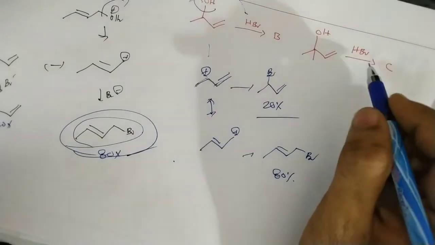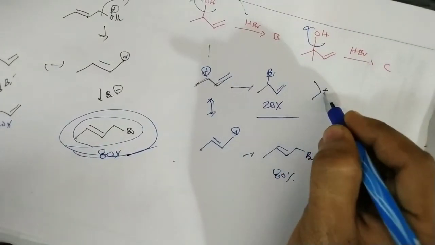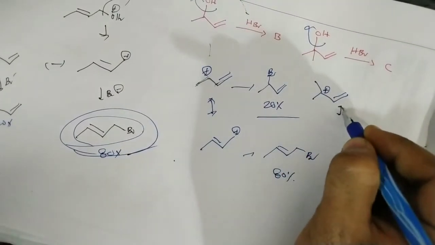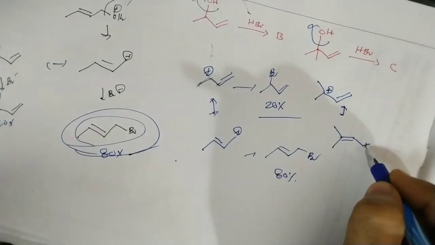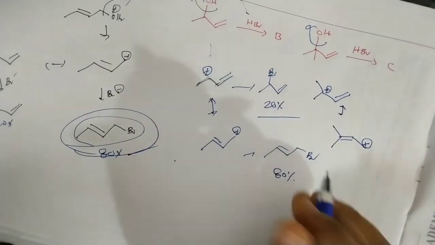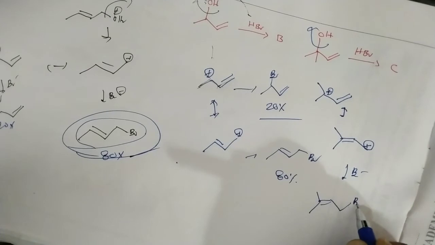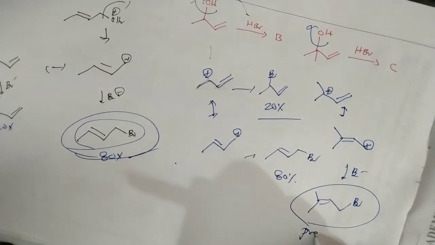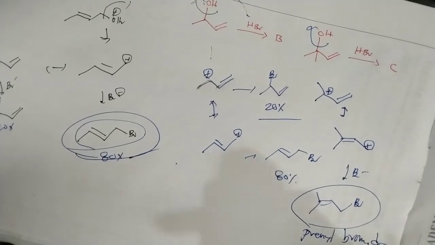Next, this one on reaction again shows loss of a water molecule, so we get the stable carbocation by resonance, this primary allyl carbocation. Now it is attacked by Br minus, so we get this compound. It is prenyl bromide. This is prenyl bromide.